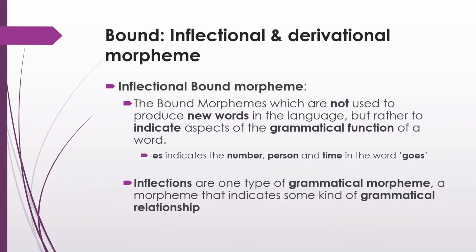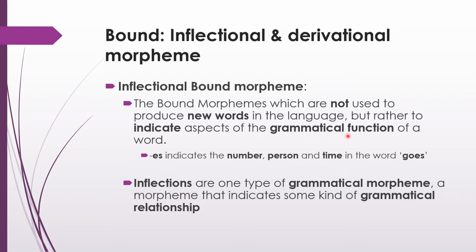So inflectional bound morphemes are very important because we'll be looking at the differences between inflectional and derivational morphemes. So in order to see the differences, we need to closely identify what are inflectional and derivational bound morphemes. We need to have a very close look at these particular bound morphemes. Inflectional bound morphemes do not produce new words in the language. They only indicate grammatical function.